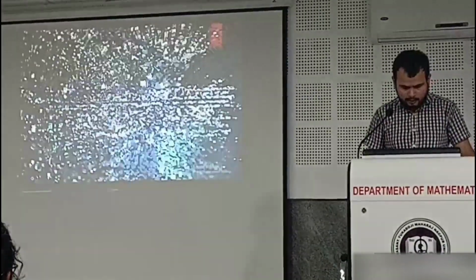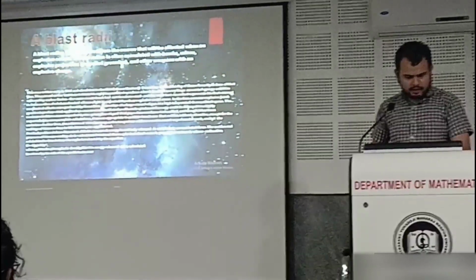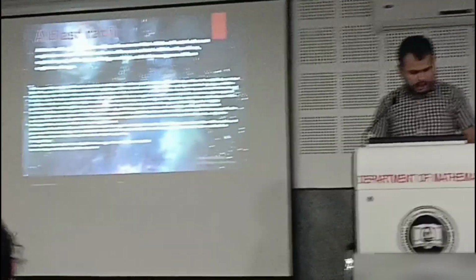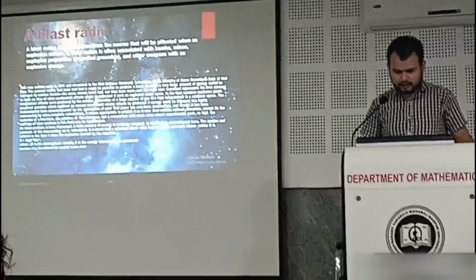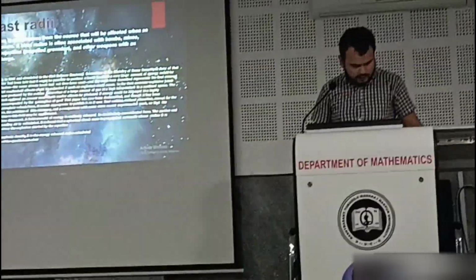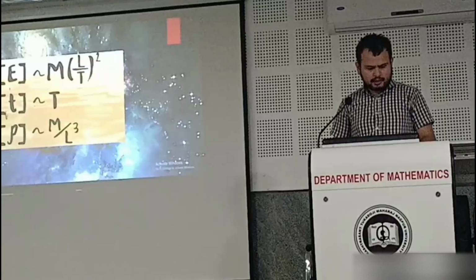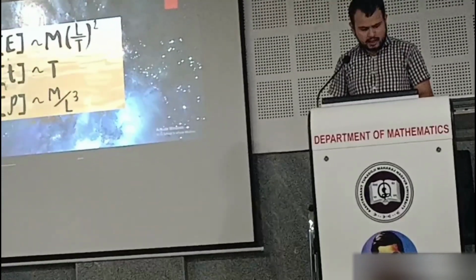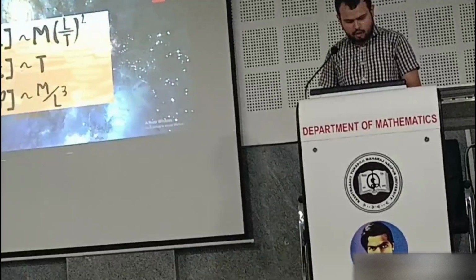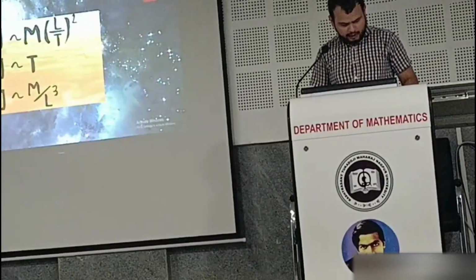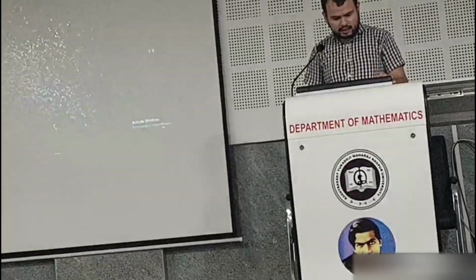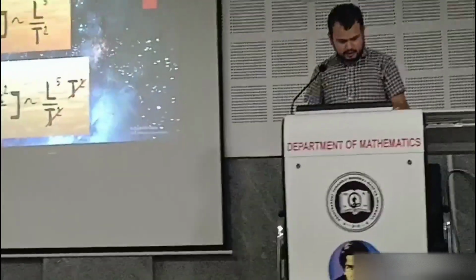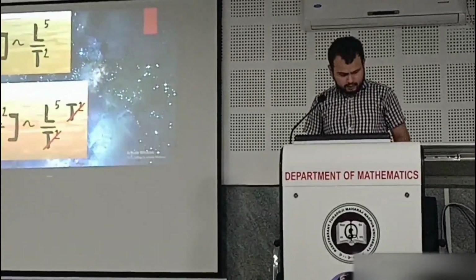Bomb blast radius. A bomb blast radius is the distance from the source that will be affected when an explosion occurs. A blast radius is often associated with a bomb. Mr. Geoffrey Taylor did a scaling analysis. In this scaling analysis, we take E equal to mc squared. He uses dimensional analysis, with ML upon T, where T is time, and density is equal to mass upon volume. He approximates all these values in such a way that we get a radius value.